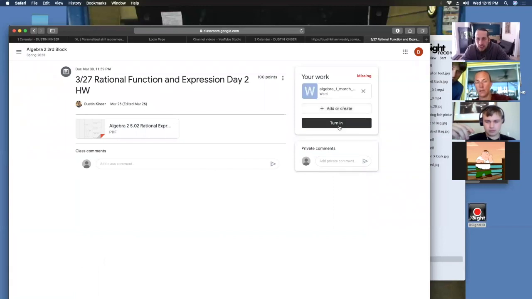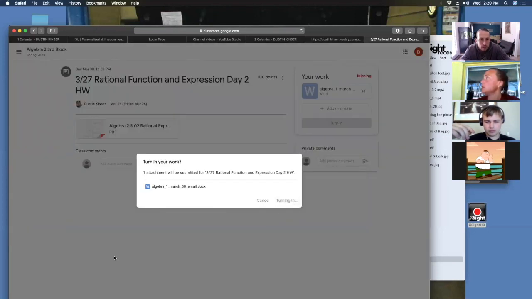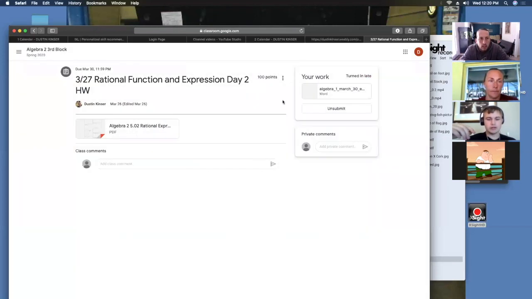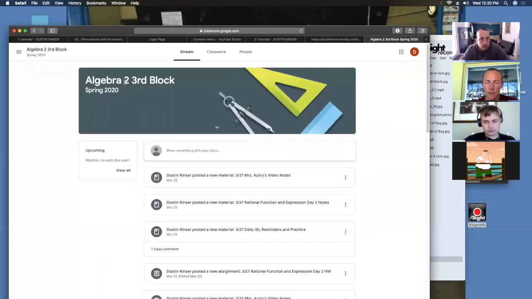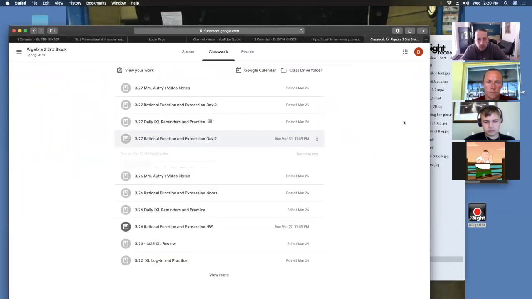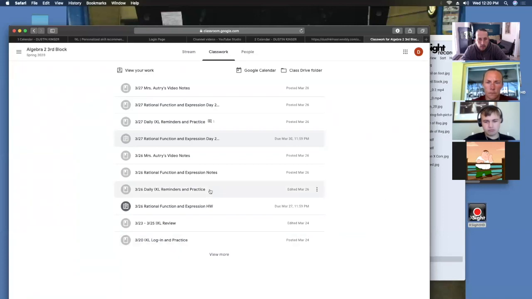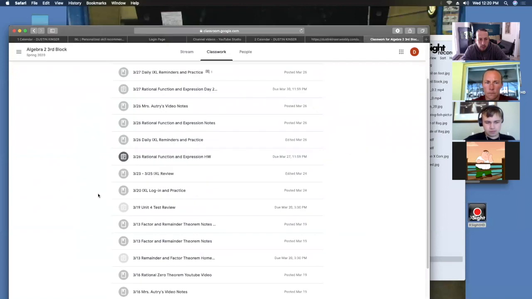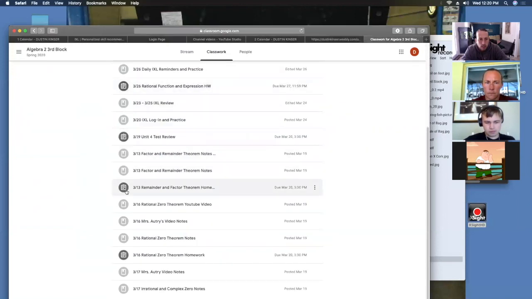You have to make sure you click turn in though, because I've had people add it but not turn it in. Makes sense. Once you turn in and submit it, when you go back to the assignments, it'll switch that other color of gray. That means you turn it in. Okay. So then you'll look through here, and the only ones you have to turn in are the ones that are the dark colors.